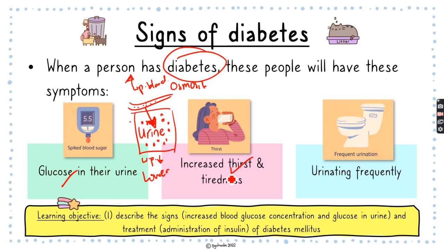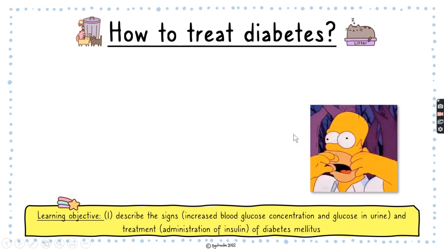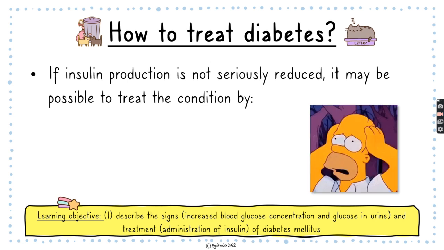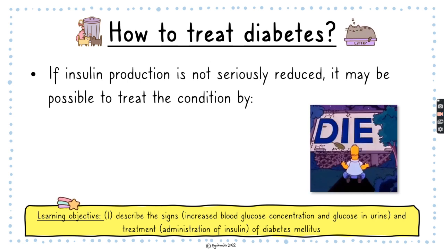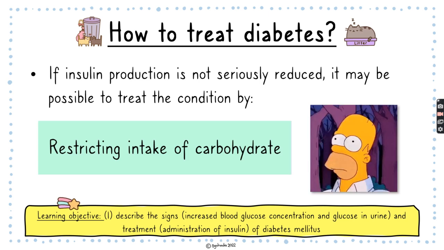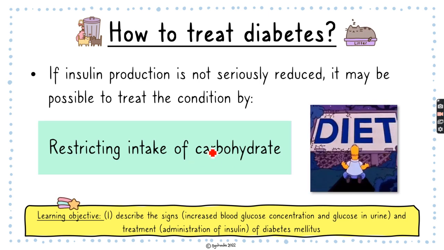Okay, and because this person, if they have diabetes, makes more urine due to the increase in water inside their urine, they're going to go to the toilet or urinate much more frequently as well. So these are the three main signs of diabetes. How do we treat diabetes? If insulin production is not seriously reduced, it may be possible to treat by restricting intake of carbohydrate. And that means they need to have a diet with reduced carbohydrate.